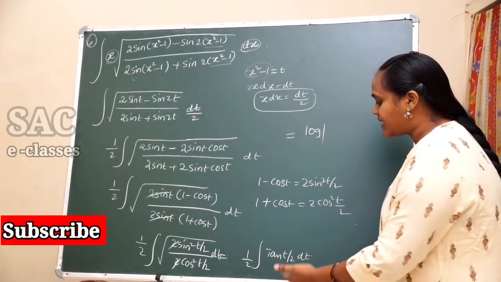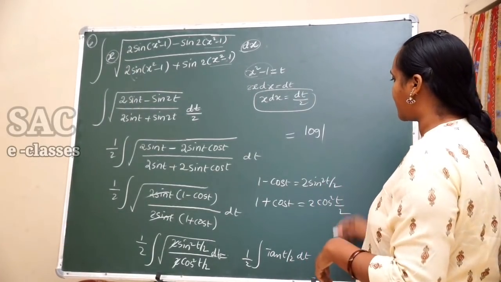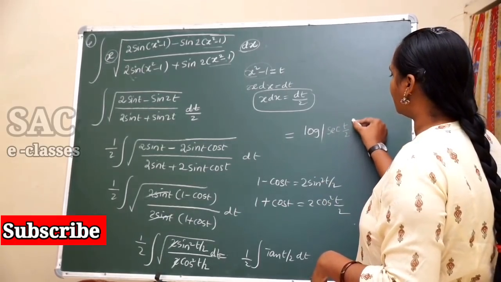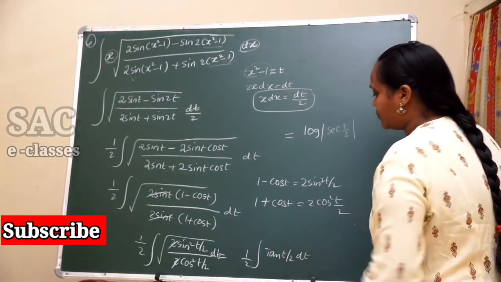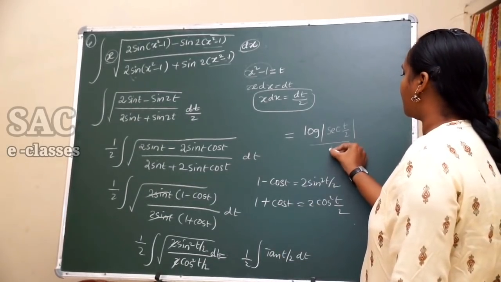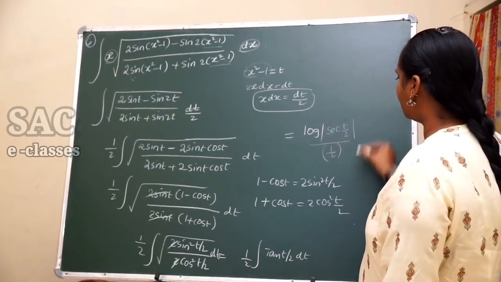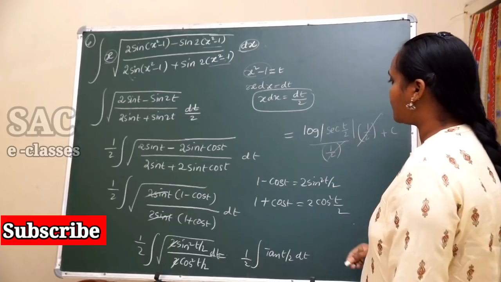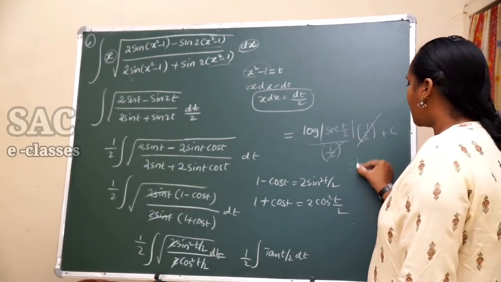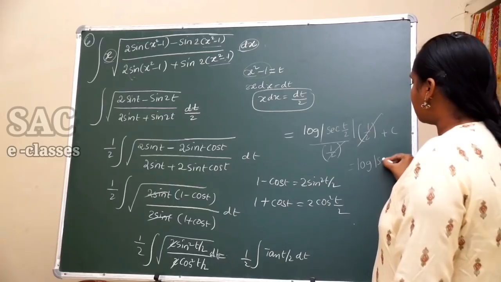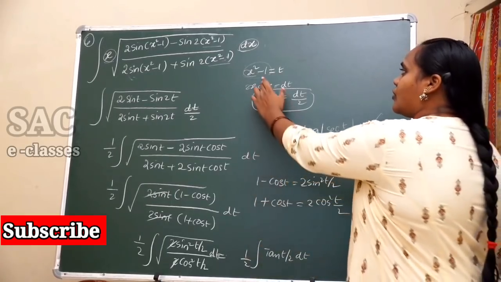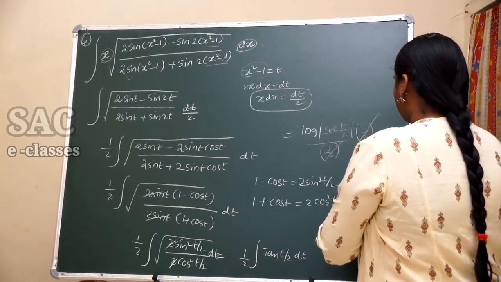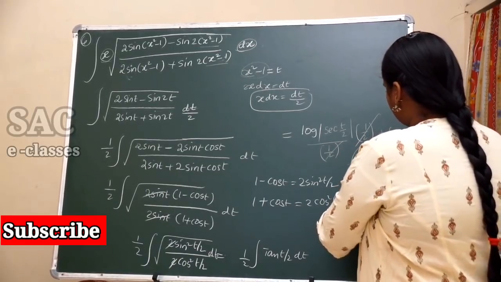We all know that the integration of tan x is log of secant x. So log of secant t by 2. What about the 1 by 2? The integration gives 1 by 2 into the already present 1 by 2, plus c. The 1 by 2 gets cancelled. So what can you write? Log secant t means, actually what you took, x square minus 1 by 2 plus c. This is the correct option.